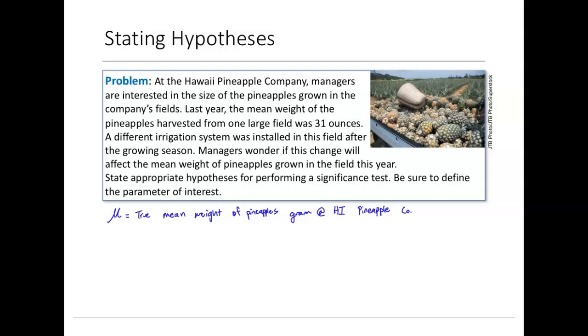All right, so we have two hypotheses. Our null hypothesis, which is H sub 0, sometimes we call it H naught, N-A-U-G-H-T, very British, would just be that the pineapples have the same mean weight as last year, right? The null hypothesis is always an equation. It's an equal. So mu equals 31 ounces.